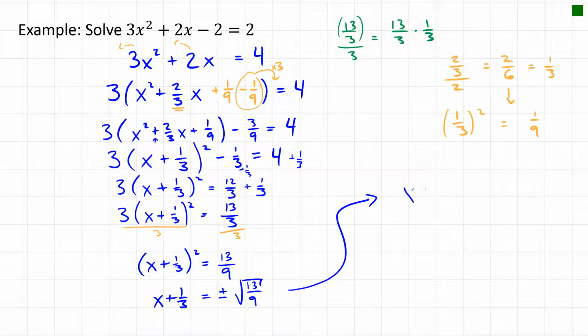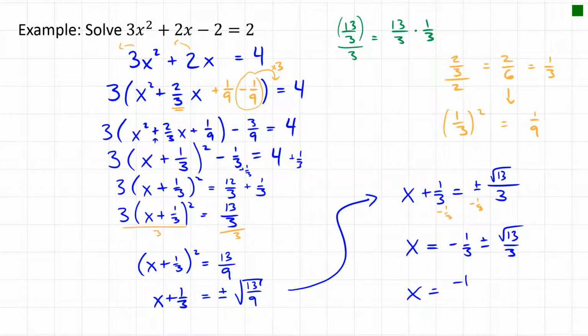And to write this in simplest terms, I'll recognize that the denominator is a perfect square. So this is plus or minus the square root of 13 over the square root of 9, which is 3. And then, I'm going to subtract 1/3 from each side to isolate x. So that would be negative 1/3 plus or minus the square root of 13 over 3. And that's an acceptable solution, or because these two fractions have the same denominator, this is negative 1 plus or minus the square root of 13, all over 3.